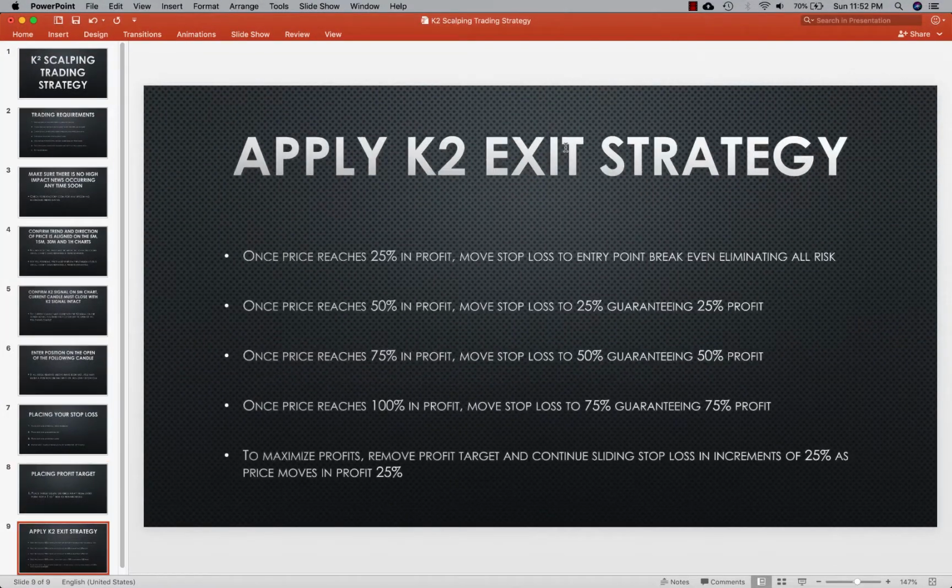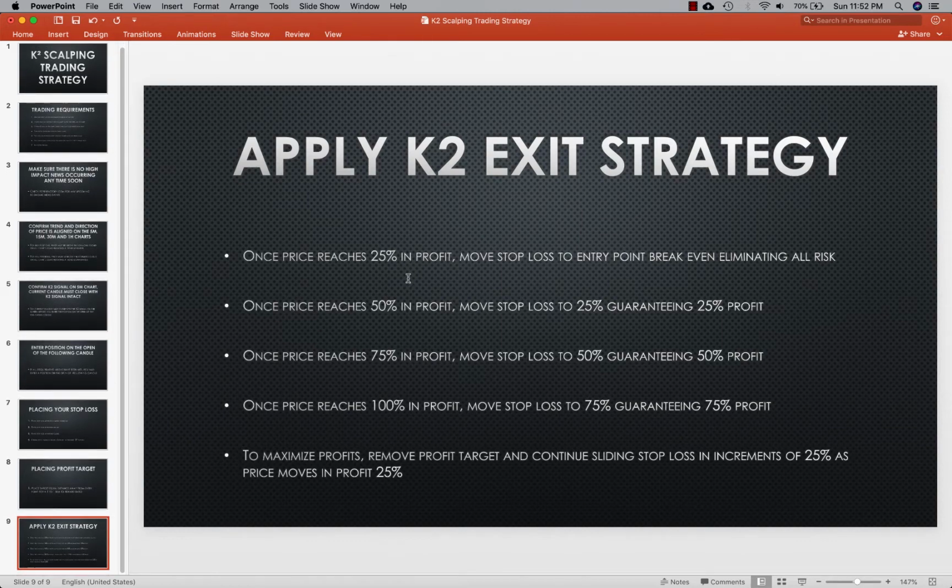Alright, so the next slide, I've already explained the K2 exit strategy. If you want to look at it here, you guys can see it. Basically, when price reaches 25% in profit, then you'll move your stop loss to break even, eliminating all risk. So you either win something or you don't lose anything. And if it moves up to 50%, then you can move your stop loss to 25, guaranteeing 25% in profit. Same with the 75, you'll move it to 50%, and then at 100, you'll move it to 75. So you basically would have had as much profit as you could possibly lock in.